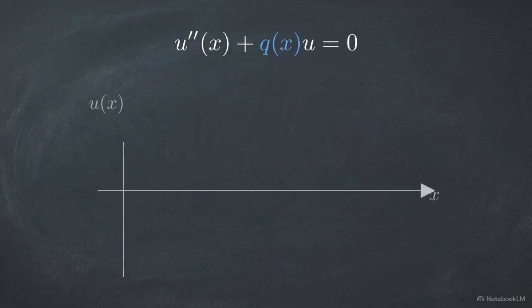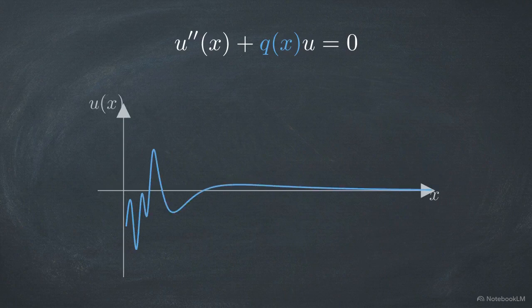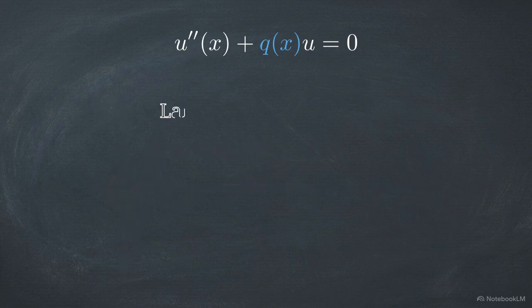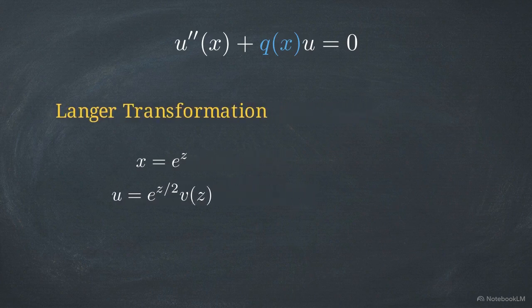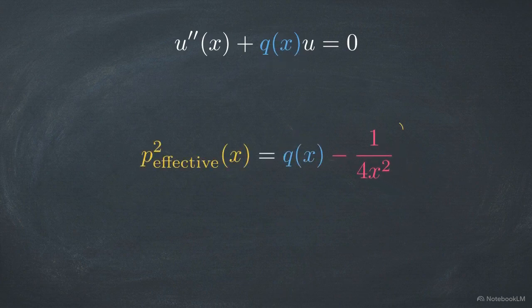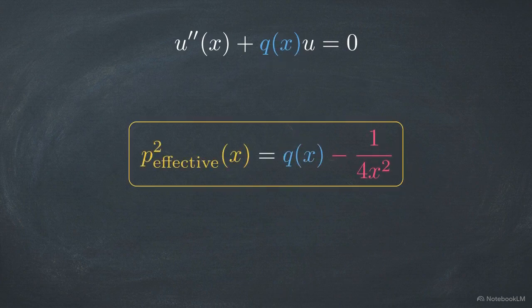Semi-classical approximations usually fail at the origin, the very center of the atom, where r equals 0. We correct for this using the Langer transformation, substituting the coordinate x with e to the power of z. This transformation alters the equation's behavior near the center, generating a specific shift term, -1 over 4x squared. When we incorporate this shift into the q function, it defines the effective momentum for the electron.